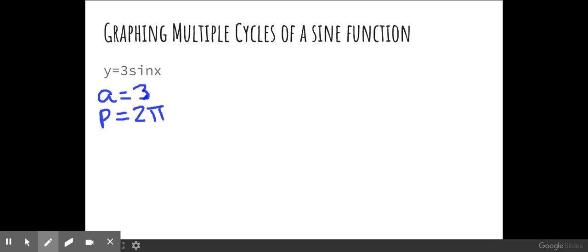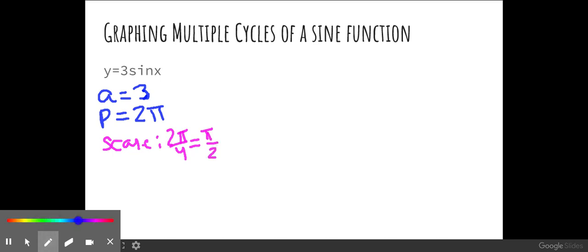We don't have any shifts or anything, so we are good on that. And then our scale is always period divided into 4 equal parts. So 2 pi over 4. Our scale is pi over 2. So that is what we're going to use to graph.